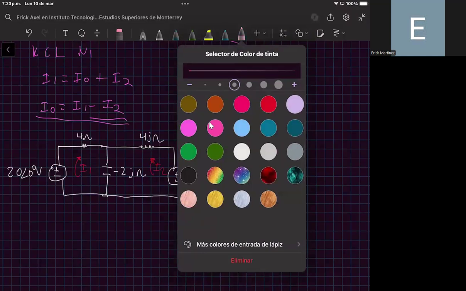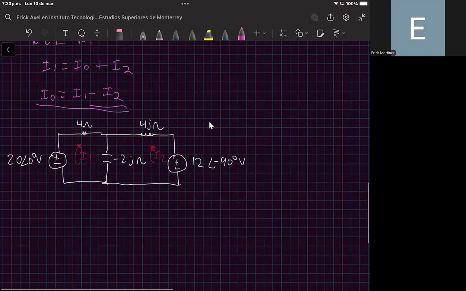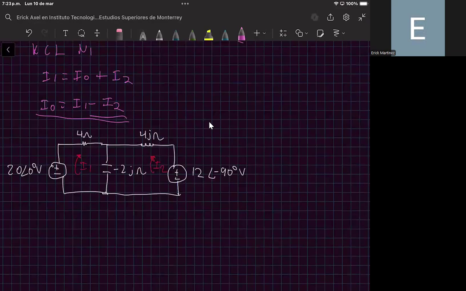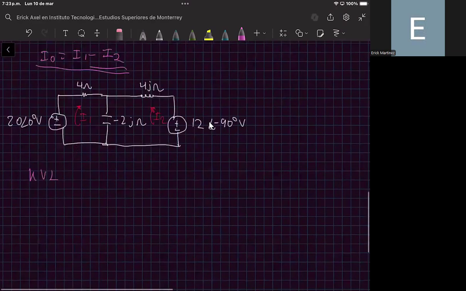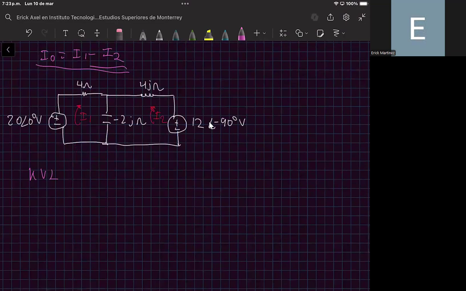Well, I will apply the same approach. Remember that we have two meshes in this circuit, okay? And we need to apply the Kirchhoff voltage law to each of the loops. We have one loop, another loop right here, the loop of I1 and the loop of I2. So again, if you look at the direction of I1, it is flowing from the negative to the positive terminal.